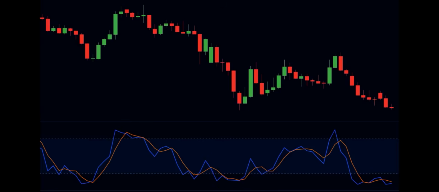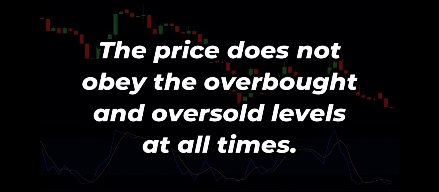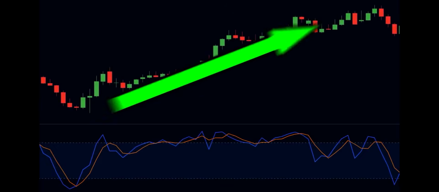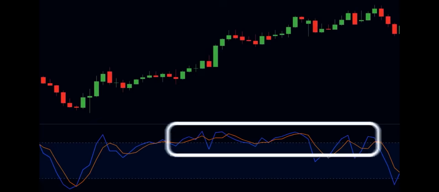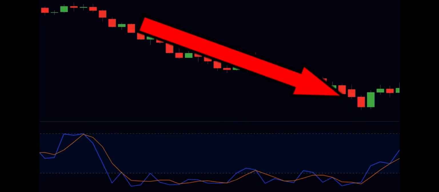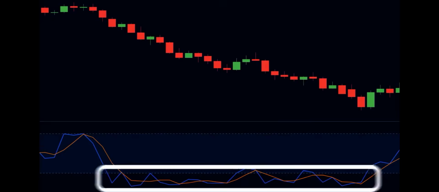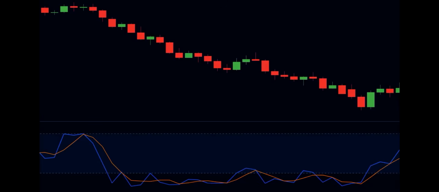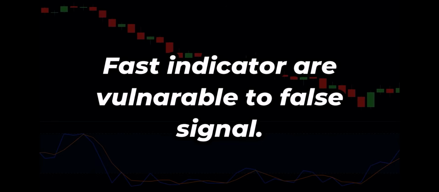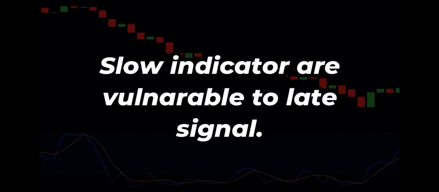So, a great strategy would be to sell when the stochastic goes overbought, and buy when it turns oversold. Now, while that strategy may sound good in theory, in real life, the price does not obey the overbought-oversold conditions at all times. Sometimes, in a strong uptrend, the stochastic may remain overbought for extended periods without any downside move. Similarly, in a strong downtrend, the stochastic may remain oversold for a long period of time without any upside move. This is simply because the stochastic is a fast indicator.